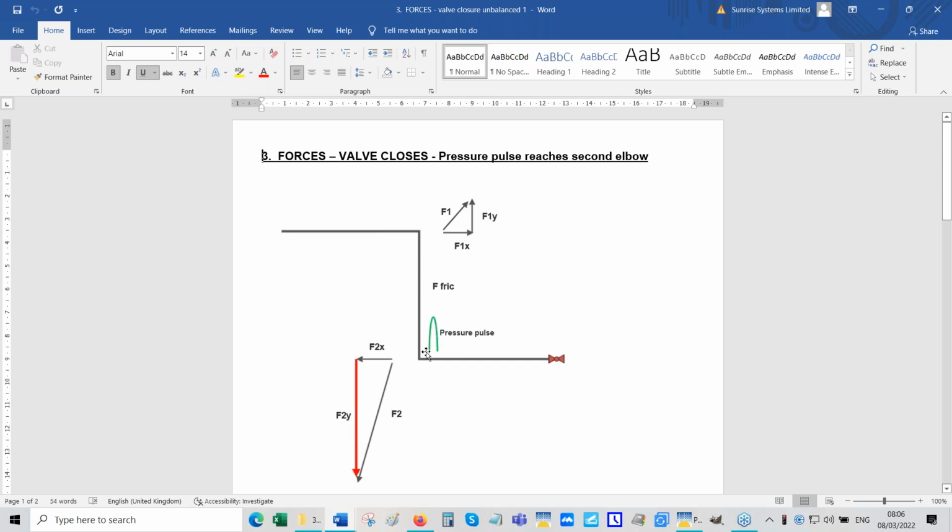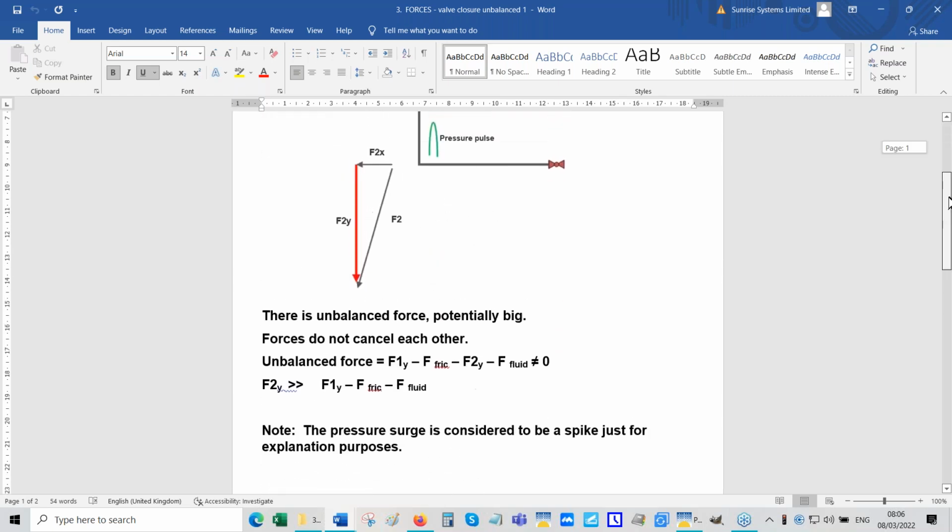But the pressure surge, because it's a very short spike, has not reached that elbow. So now this is where the problems start, because now we've got a big unbalanced force. See, this is no longer equal to 0. In fact, you could say that F2y from here, which is equal to that, I'm just taking it to the other side, is considerably bigger than that term. So the pressure surge is considered to be a spike.